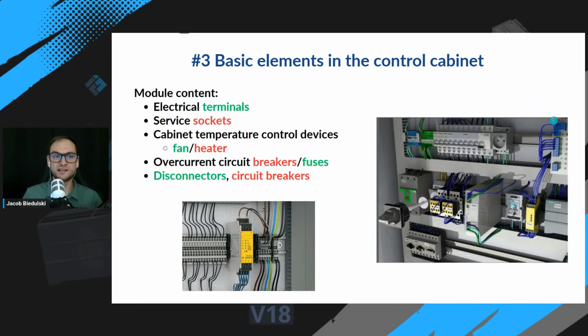Then we'll move on to the next module where you will select electrical terminals, service sockets, cabinet temperature control devices like fans, heaters, overcurrent circuit breakers, fuses, disconnecting devices, and circuit breakers. So in our training, you will learn how to read the diagrams, how to locate the devices in the 3D model, in the real control cabinet, and as well we'll show you how to select the devices based on the documentation, based on the project requirements.